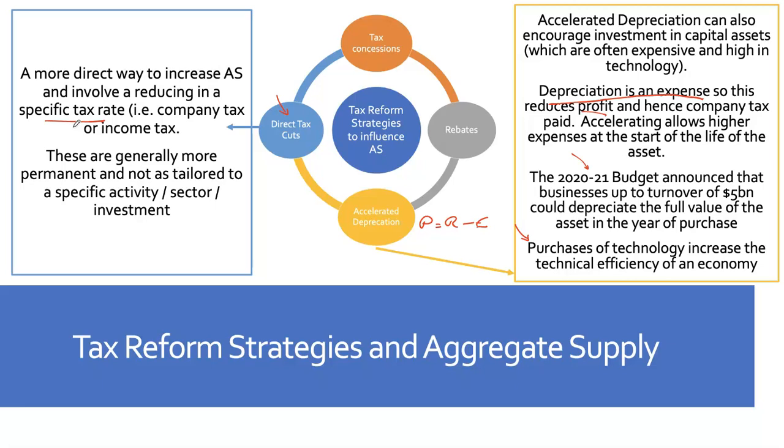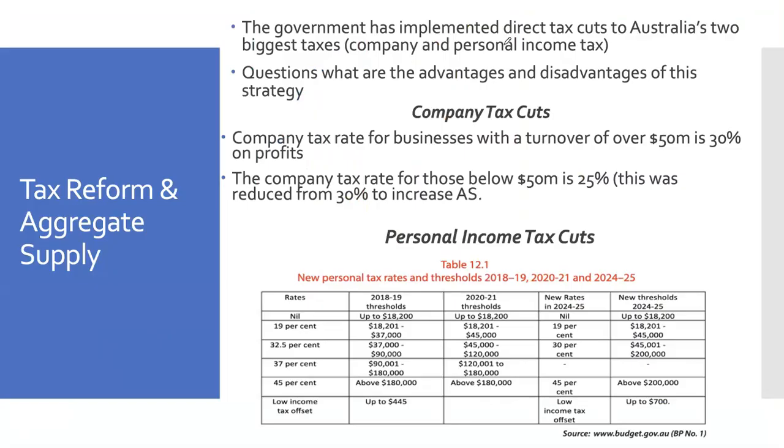These are generally more permanent and not as tailored or specific like tax concessions and rebates, which I would say are more tailored to a particular investment or a particular industry, whereas direct cuts often impact everyone. So what are some of the things that have been happening in terms of direct tax cuts? And why are direct tax cuts such an important way to increase aggregate supply? If businesses and people are paying less tax, they are going to be able to produce more, demand more, and that will increase the economy size.